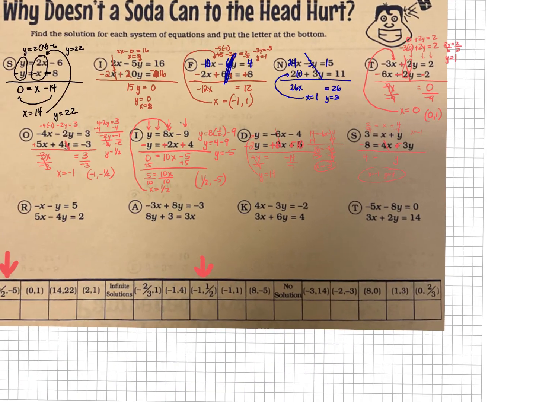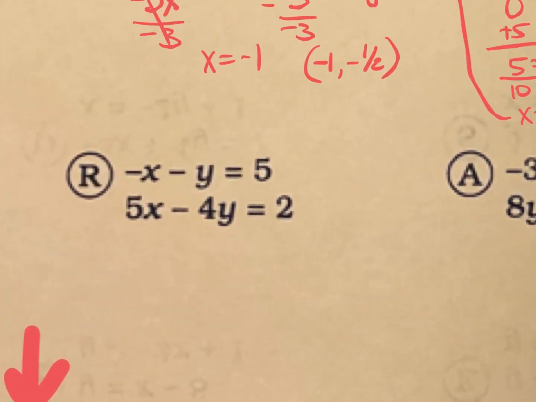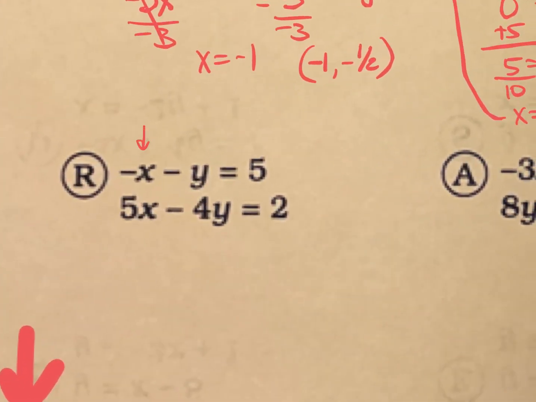So elimination mode works when you have two equations lined up: the x's are lined up, the y's are lined up, the equals are lined up, the numbers are lined up. Okay, in this one I'm going to multiply by 5. The reason why I'm going to multiply by 5 is so the x's have the same x's. So if I made this 5 times bigger, this is negative 5x minus 5y equals 25.